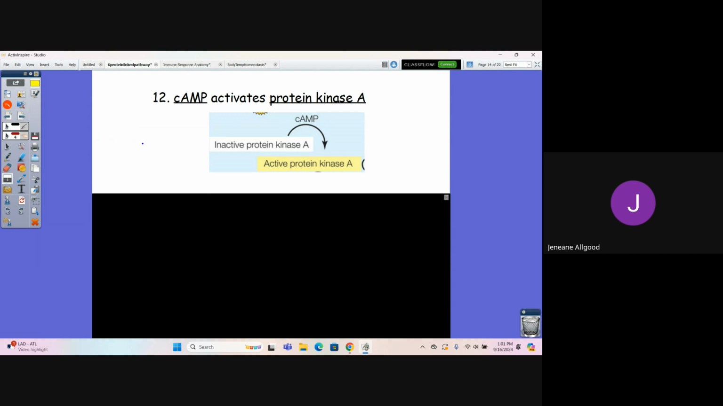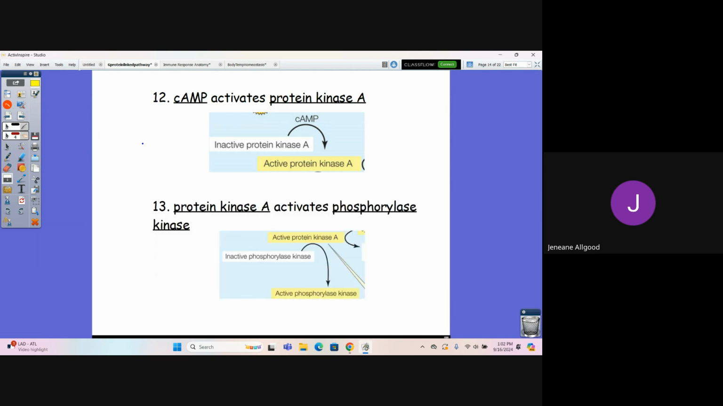Okay, so cyclic AMP activates protein kinase A. This is kind of like a chain reaction. Protein kinase A is going to activate phosphorylase kinase. Again, you don't have to be able to write out these terms because you're just going to be putting them in order.